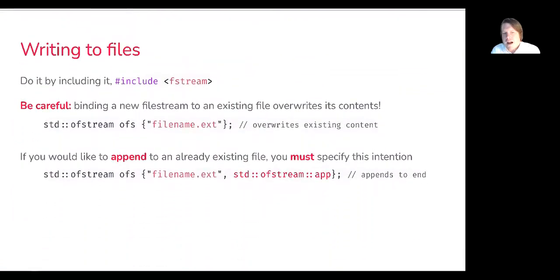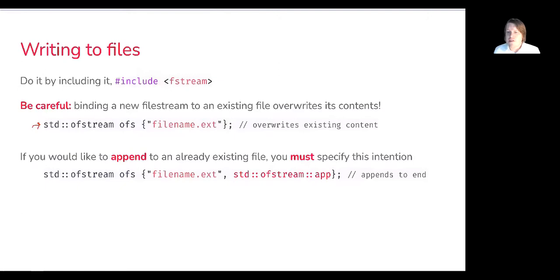So, writing to files. Be careful. Binding a new file stream to an existing file will overwrite its contents. So let's say file name.extension has something really important in it, some data you've been collecting for a while. Then you go ahead and bind a stream to it and then compile your program and run it. Right when the thread of execution goes over this statement, the contents of your file have been overwritten.